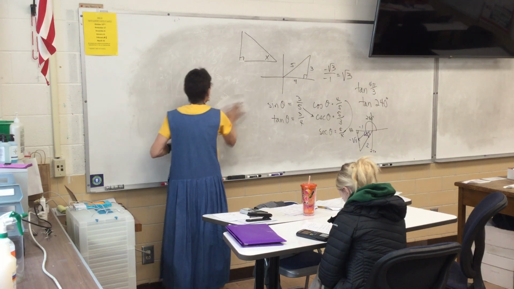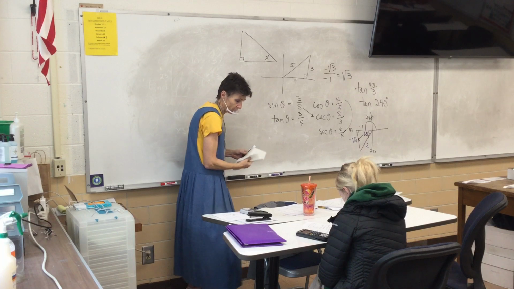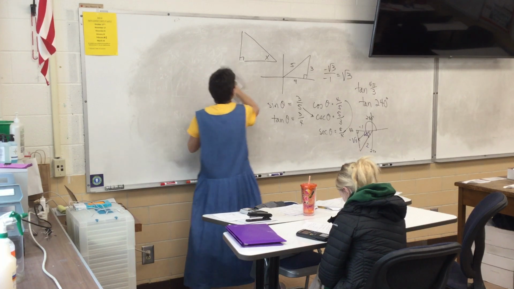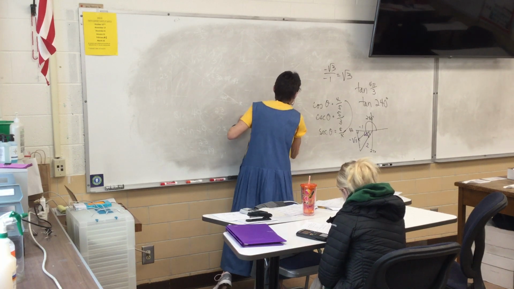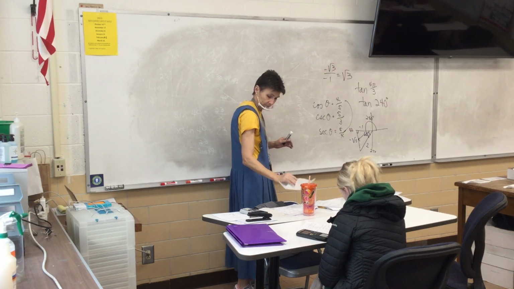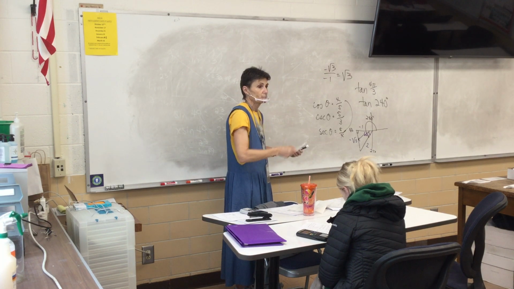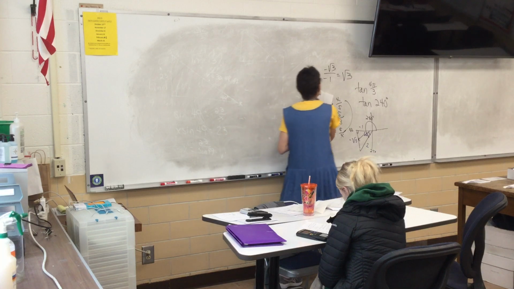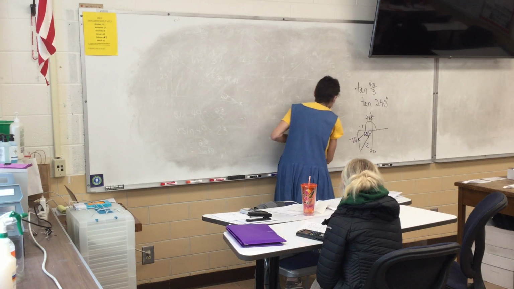Okay, now I got to find a positive coterminal angle for 3 pi over 7. How do I find coterminal angles? Colin Broderick's doing exactly what y'all should be doing if you don't know. He's looking it up.